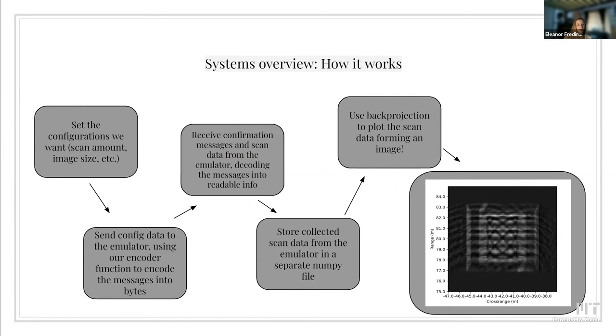First, before we can run any of our programs, we need to set the configurations that we want for each image, like scan amount, image size, and resolution. Then we set up communications with the radar, or in this case an emulator, because we don't have the actual radar. We send that configuration data to the radar, using our encoder function to encode all of the messages into bytes. Then we send and receive a couple more confirmation messages, making sure everything's working properly, and we decode all of those messages into a readable dictionary.